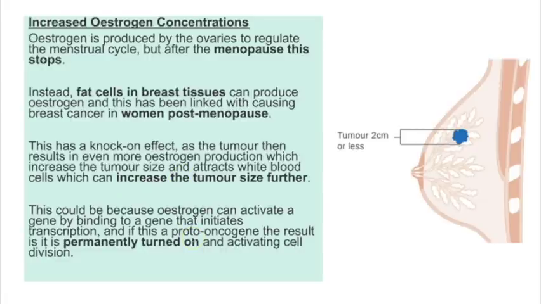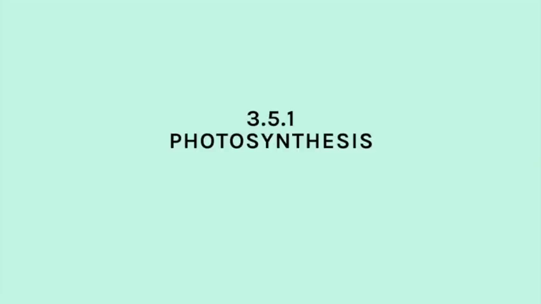So this is an example of positive feedback. The more that we have of the tumour, the more estrogen, but that results in even more tumour cells occurring.